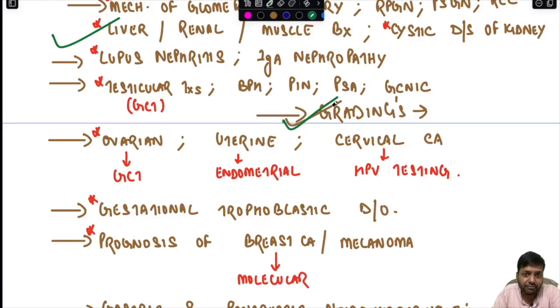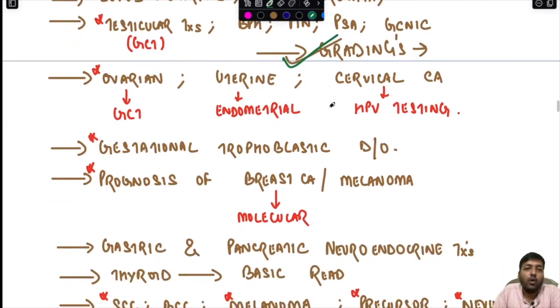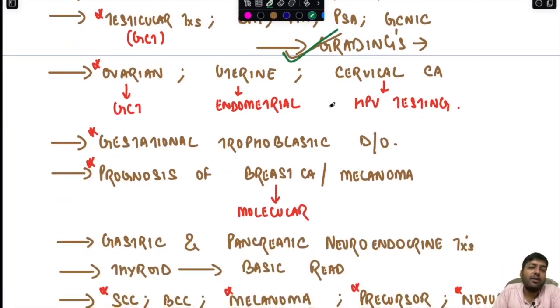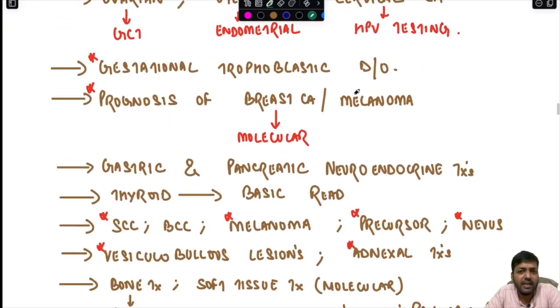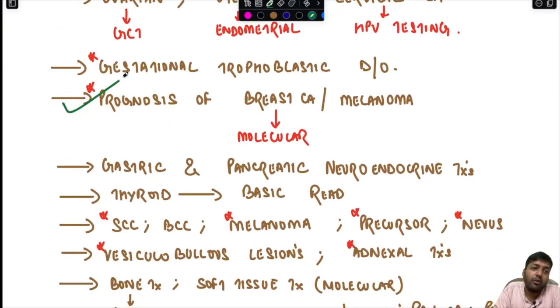Then from the ovarian tumors, germ cell tumors are important, uterine and endometrial tumors are important, cervical carcinoma is important. Among the cervical carcinoma, one question which very commonly comes is the molecular testing of HPV. Then gestational trophoblastic disorder is there. Now again, one repetitive question that is always common is the prognosis of breast carcinoma, prognosis of melanoma, very important. Breast carcinoma molecular I have already discussed previously, and melanoma as a whole is an important topic.